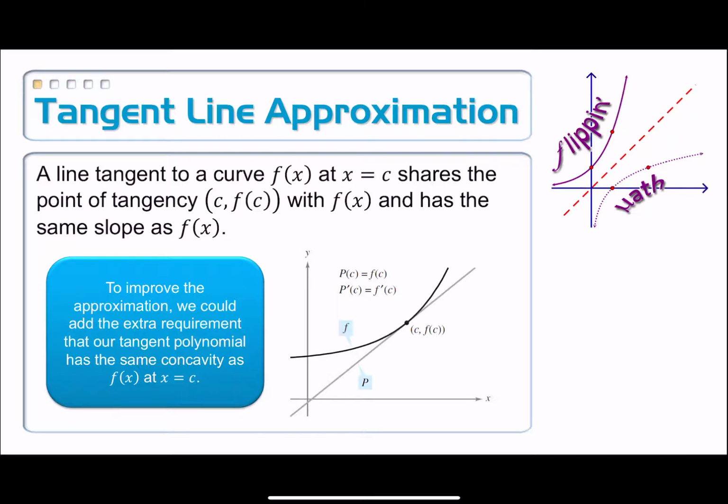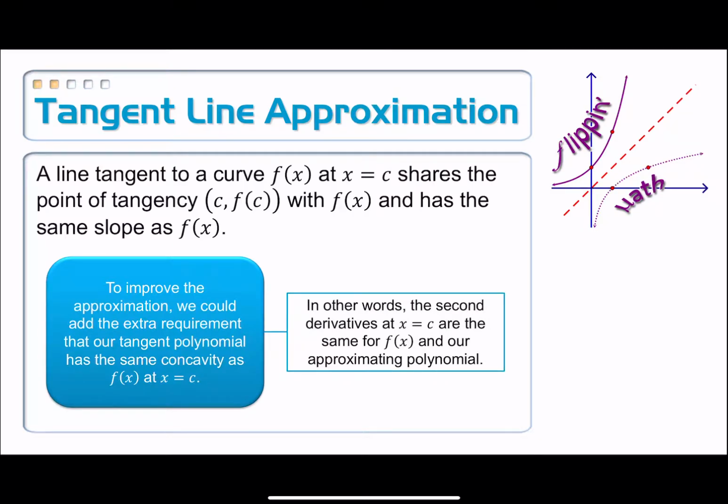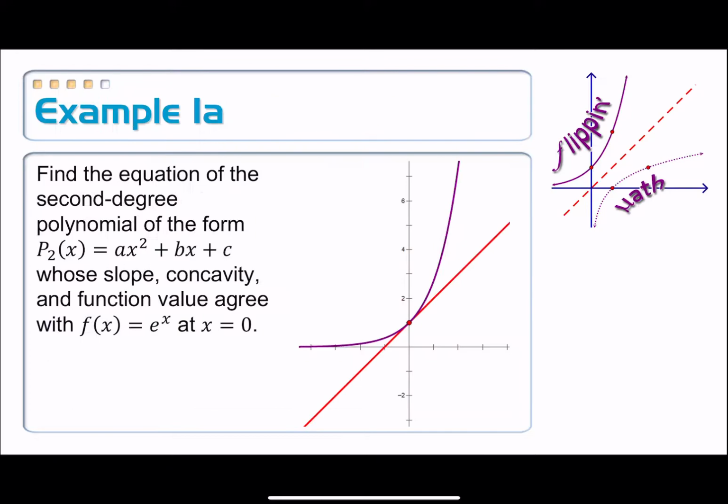Well, first of all, lines don't have concavity because the second derivative is equal to 0. So that means that we're going to have to increase the degree of our approximating polynomial. And so instead of finding a tangent line, we're going to find a tangent quadratic, right? And essentially that's what we're going to do here in this next example.